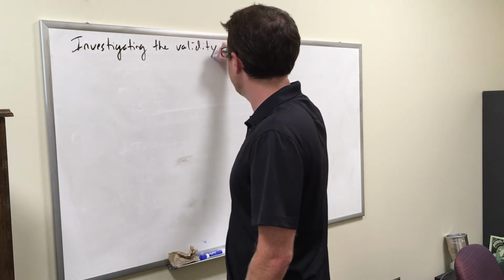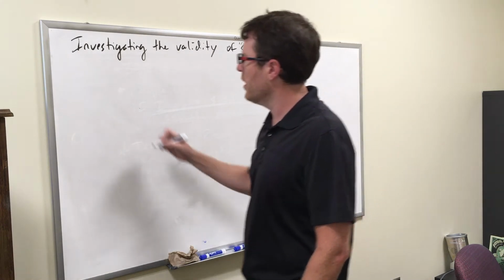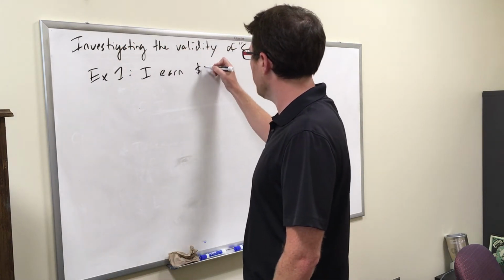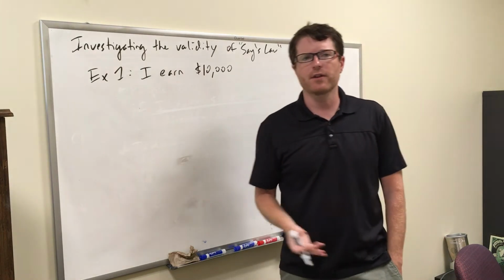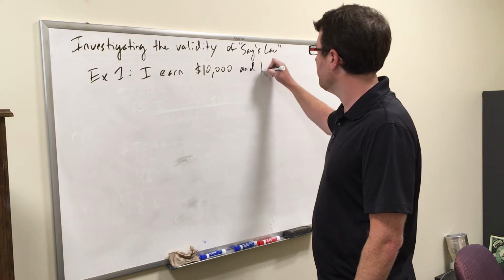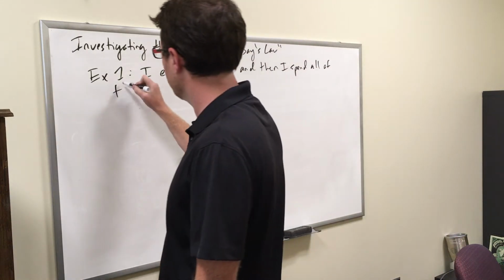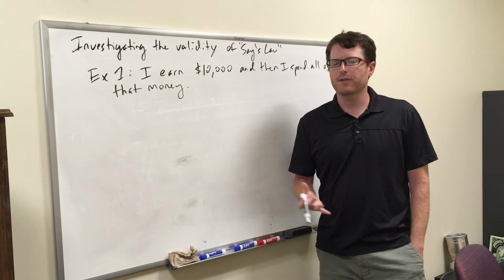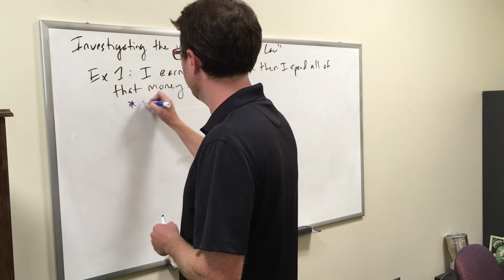So what we're going to do now is investigate the validity of Say's law. And we're going to do this through a couple of different examples. So let's say, for example, that I earn $10,000. Let's say I'm a contractor and I get hired $10,000 to do a project, and all of that's income for me. Okay. So let's say I earn $10,000 and then I spend all of that money. Well, in that specific example, Say's law works perfectly. So Say's law unquestionably is accurate.